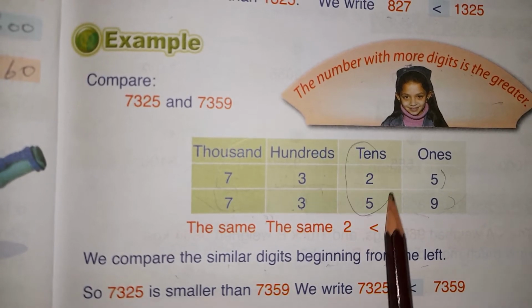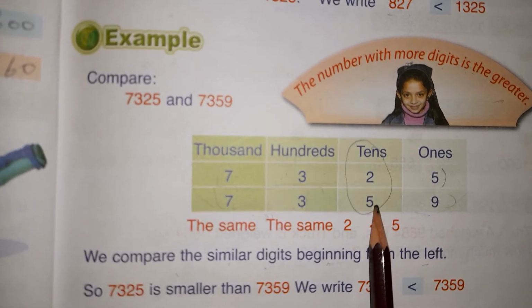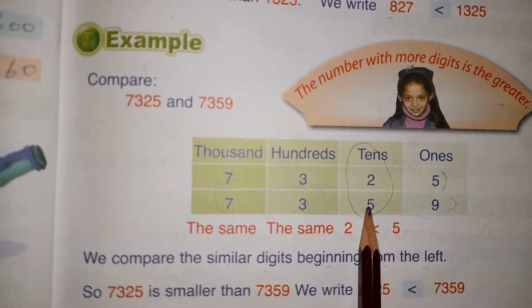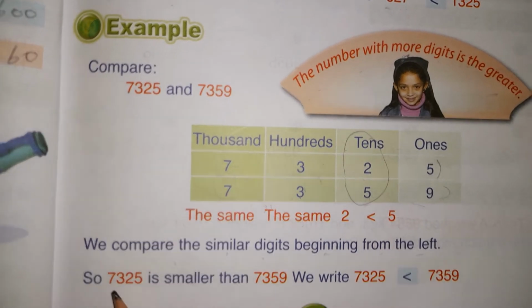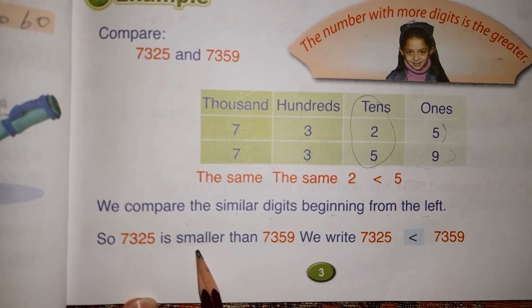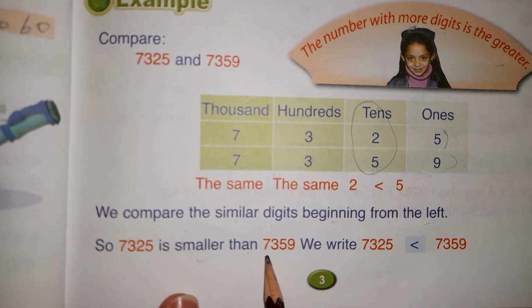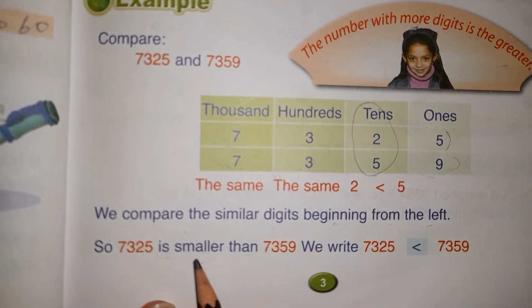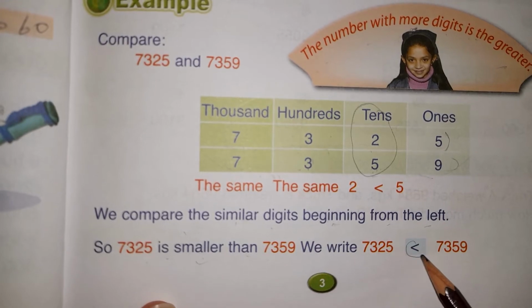Go to the tens. 2 tens, 5 tens. 2 tens is smaller, so 7,325 is smaller than 7,359. Instead of the word smaller, you will give the number the small mouth.